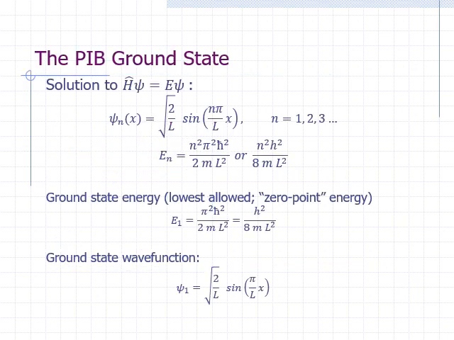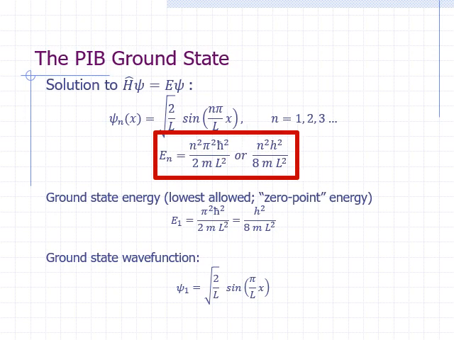When we solved the time-independent Schrödinger equation for the PIB, we found the wave functions to be given by psi equals the square root of 2 over L times the sine of n pi x over L, and that the allowed energies are equal to n squared pi squared h bar squared over 2mL squared, or n squared h squared over 8mL squared. Just as a reminder, h is Planck's constant, h bar is Planck's constant over 2 pi, m is the mass of the particle, and L is the length of the box.